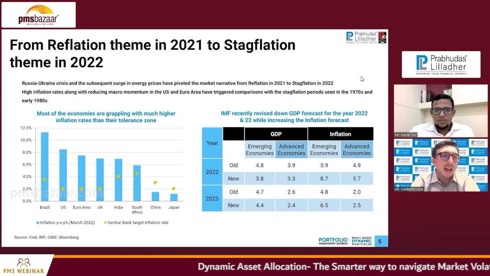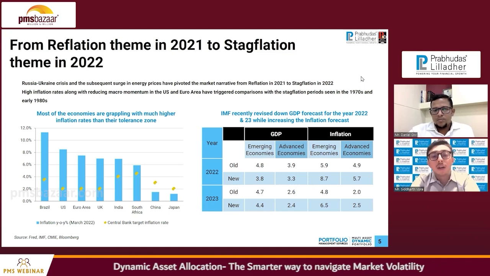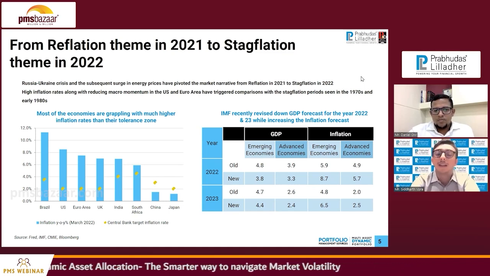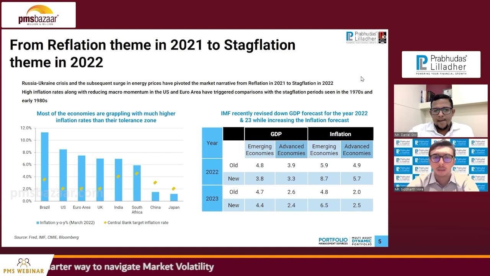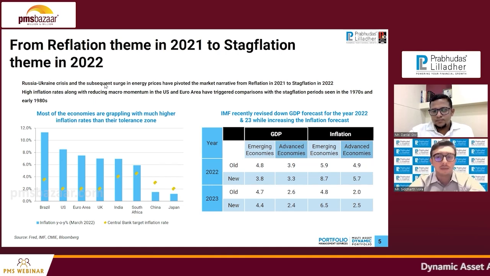If we look at what the data suggests, all the large countries and economies are actually dealing with inflation numbers way higher than their central bank targets. So this is challenging. Other than that, if we see how the IMF is projecting the world to move ahead, across the board, emerging economies or advanced, like developed economies, they've slashed down GDP forecasts. So therefore, growth is a concern. And at the same time, they've increased their inflation forecasts.